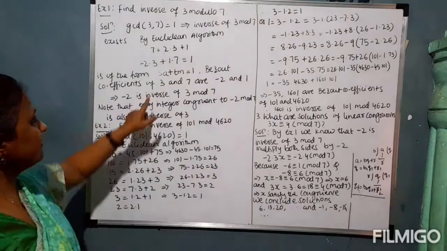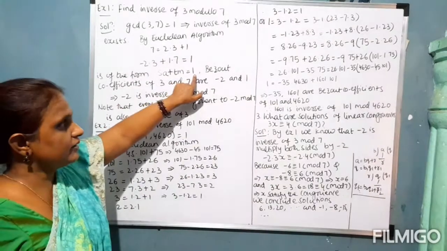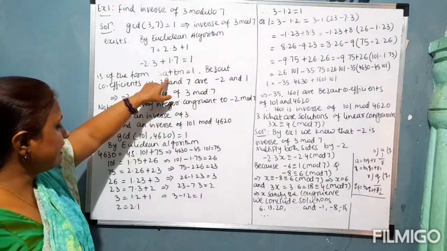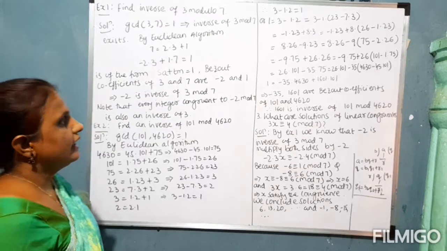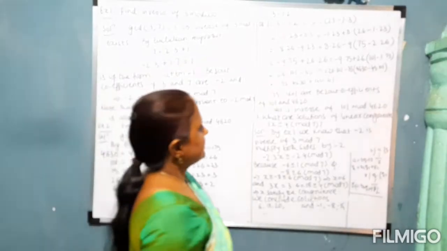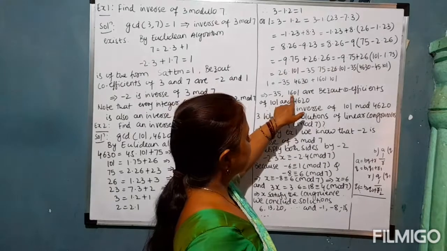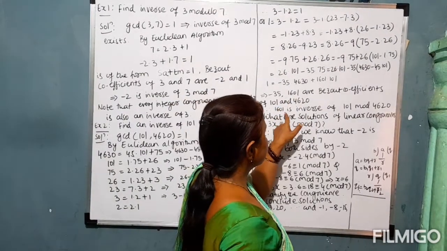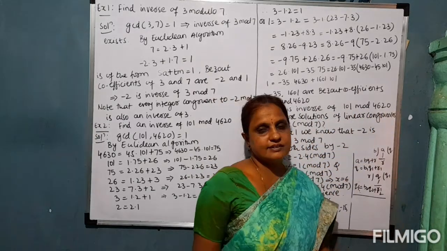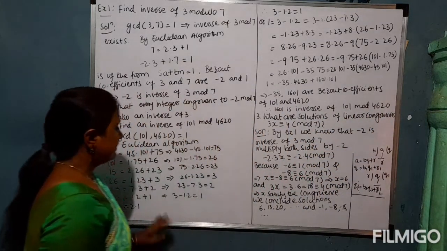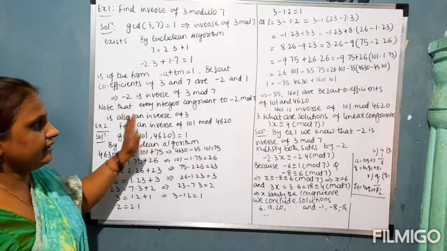Now this is of the form SA plus TM equal to 1, where A is 101, M is 4620, and the coefficients are minus 35 and 1601. Therefore 1601 is the inverse of 101 mod 4620. So this is the method to find the inverse.